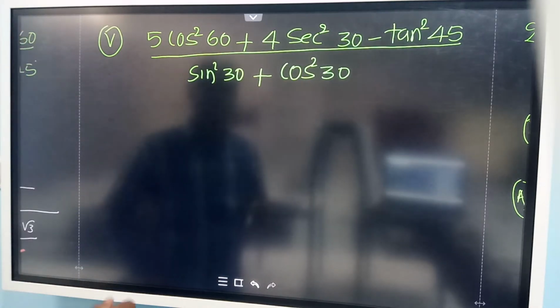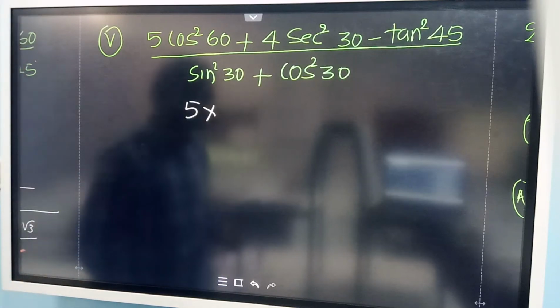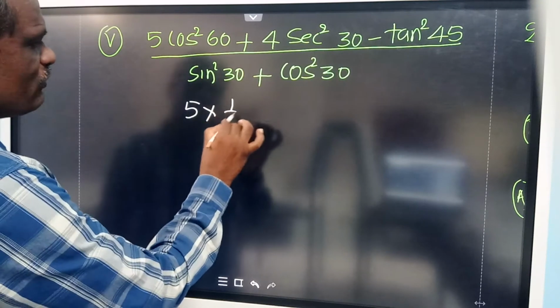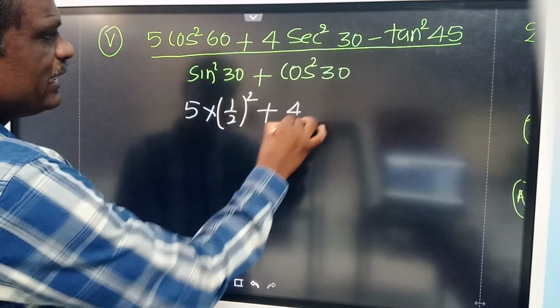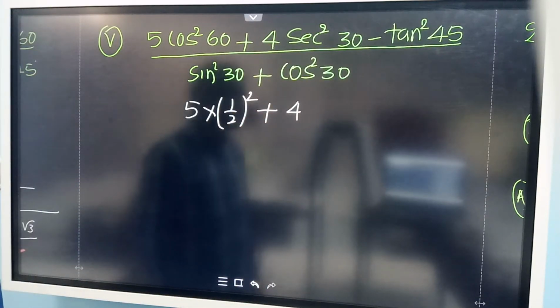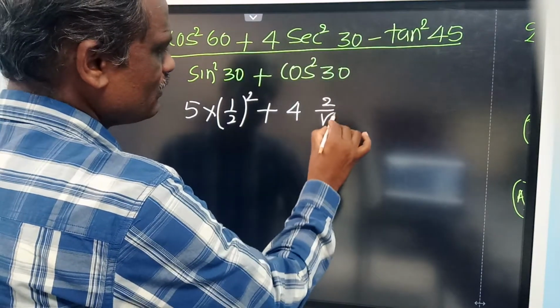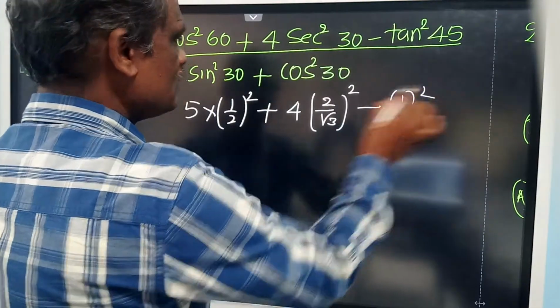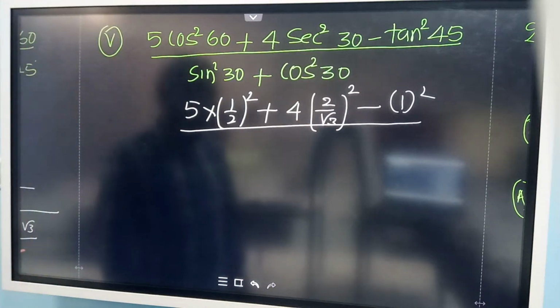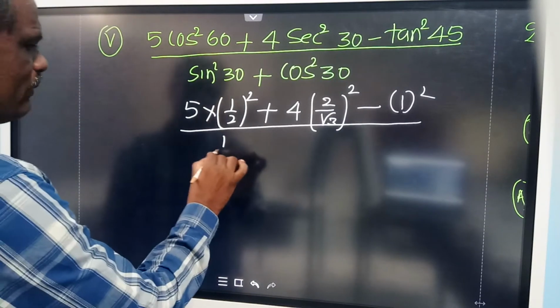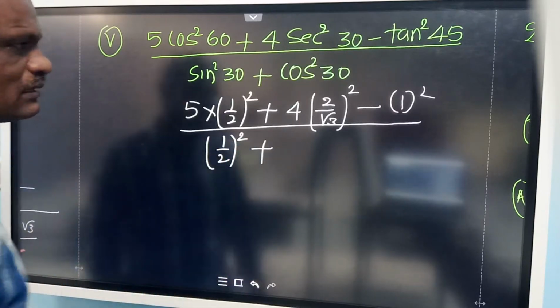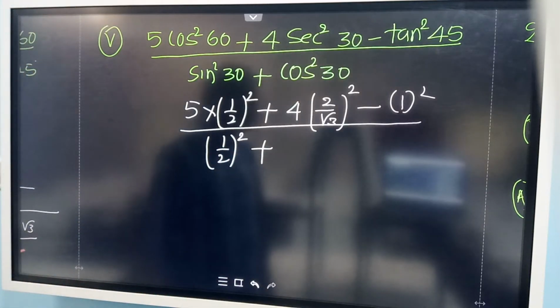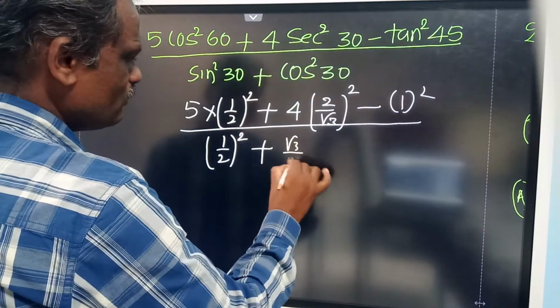Cos square 60 degree, 5 into cos 60, 1 by 2 whole square, plus 4 into secant 30. It is the reciprocal of cos 30. Cos 30 means root 3 by 2. Reciprocal means 2 by root 3. 2 by root 3 whole square minus tan 45, it is 1 square, divided by sin 30, 1 by 2 whole square, plus cos 30, adjacent side by hypotenuse, root 3 by 2. So it is root 3 by 2 whole square.